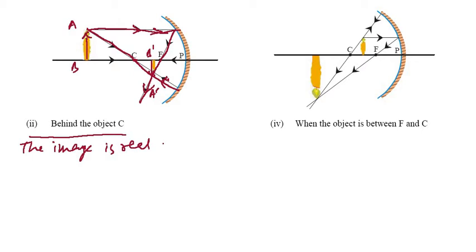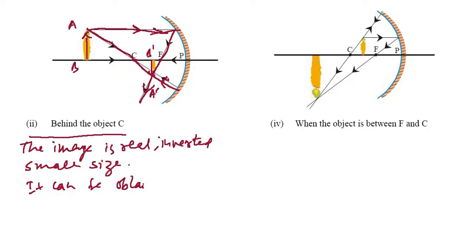The image is real, inverted, small in size, and it can be obtained on the screen.